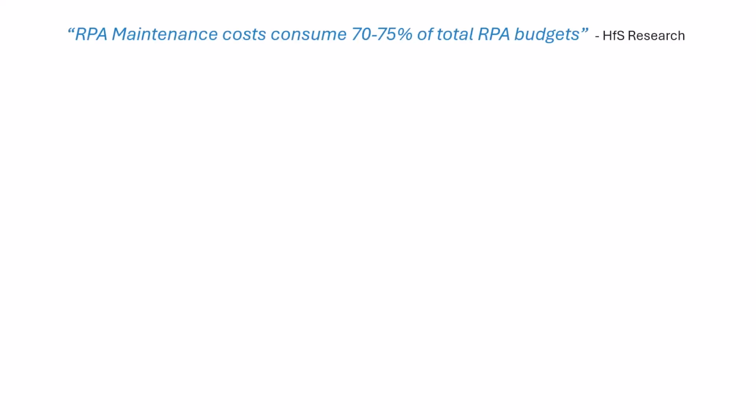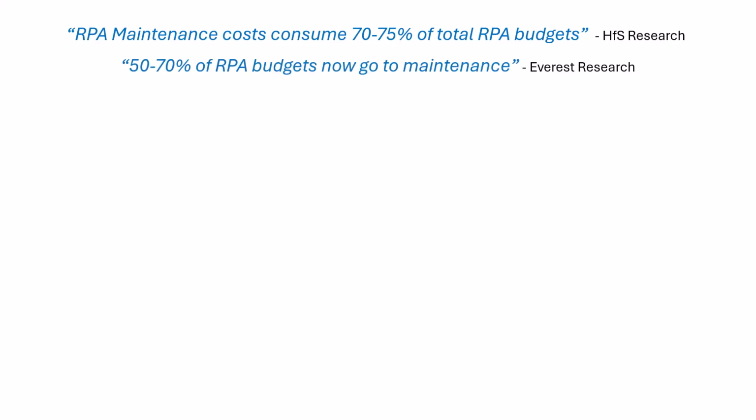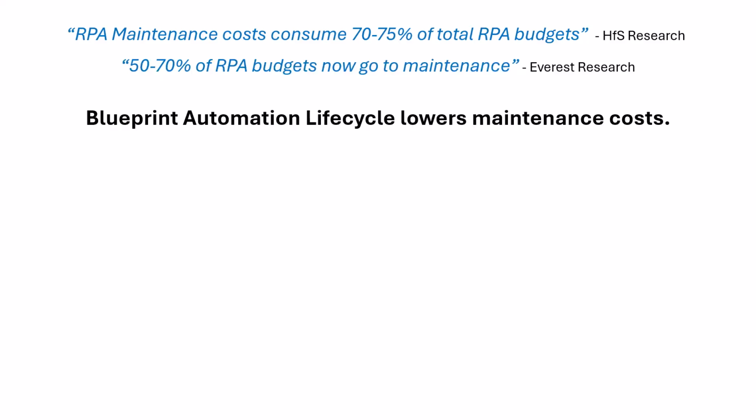A recent HFS research study found that 70 to 75% of total RPA budgets were being spent on activities to maintain the bots. An Everest study found this to be 50 to 70%. There's several more, but they all point in the same direction. The majority of RPA spend today is taken up in just keeping them running. That's the focus of Blueprint Automation Lifecycle, to lower these costs.